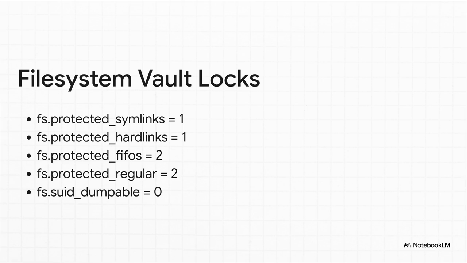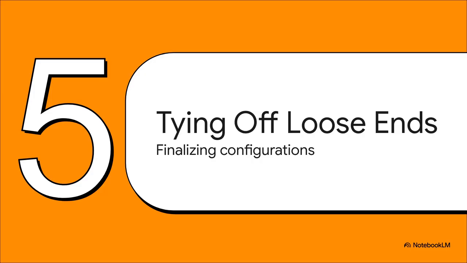And setting suid_dumpable to 0 is absolutely vital. It makes sure that if a highly privileged program crashes, it won't just dump a core file onto the disk containing unencrypted passwords or keys straight from RAM.